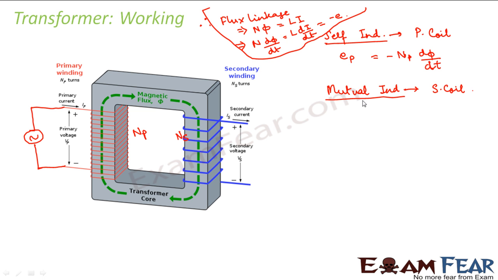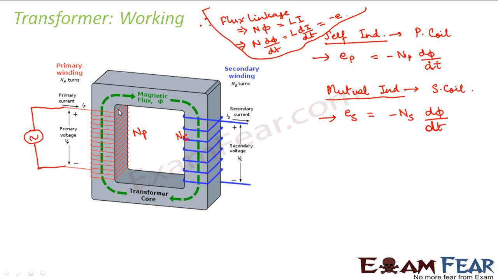Now similarly, there will be mutual induction which will be experienced by the secondary coil. So what would be the mutually induced EMF in the secondary coil? So EMF induced in the secondary coil would be equal to minus Ns, that is the number of turns in the secondary coil, into the rate of change of magnetic flux. Right? So these are the EMFs that will get induced on the primary coil and the secondary coil respectively.